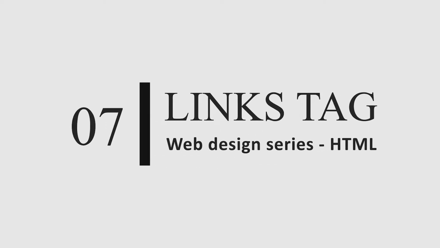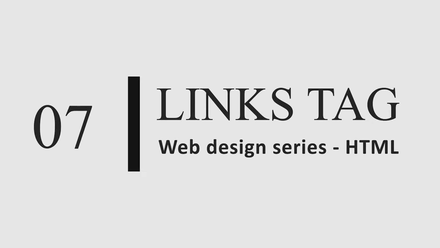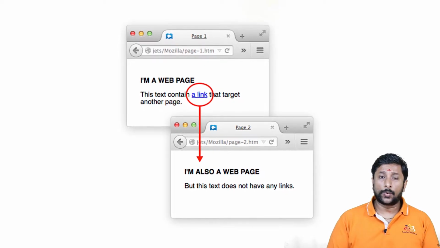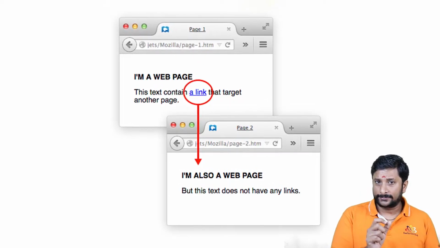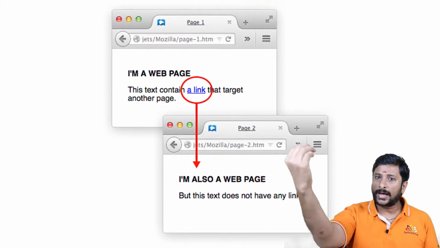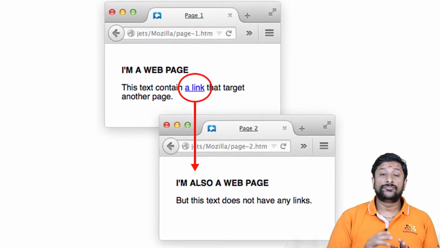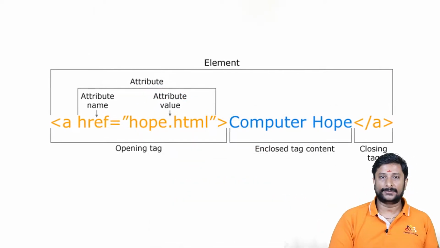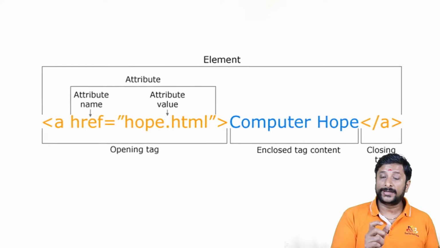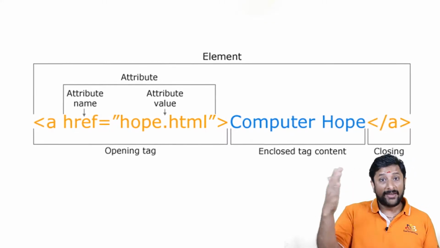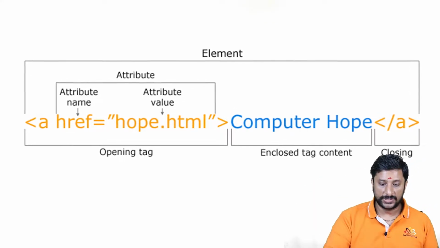Web design series, 7th video on the links tag. So links, in the sense, one is like, I got a text, sir. I got some link. Click that one. I need to navigate to another page. Then we can achieve that with the anchor tag. The anchor tag is a powerful tag to do some navigations to another page.